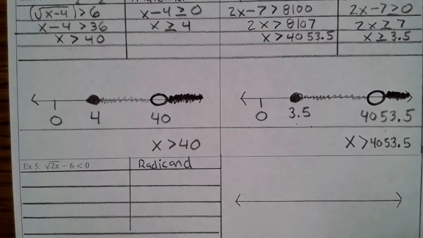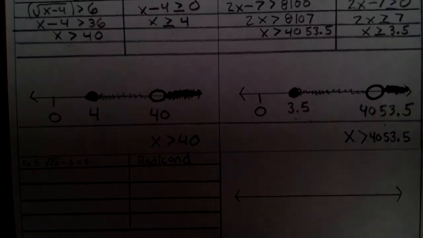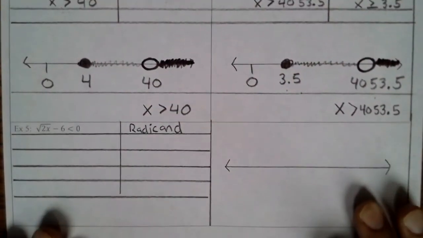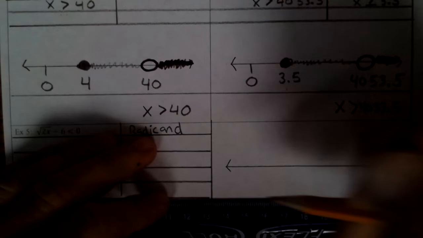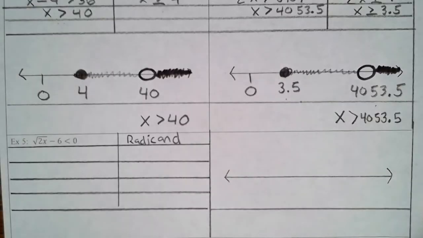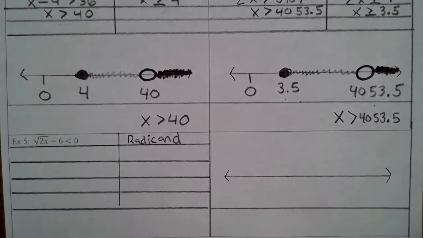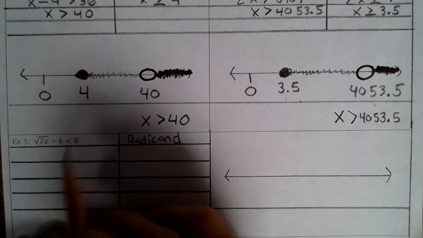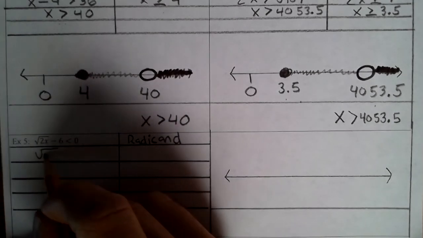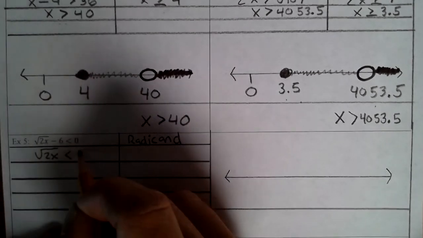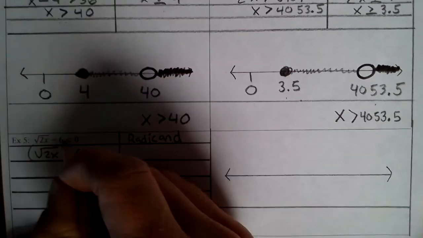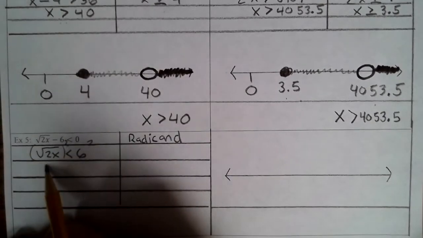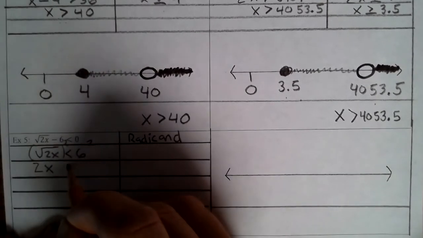Okay, and let me add this line before I forget to leave space for the inequality. All right, let's take a look at example 5. So we want to isolate the square root, so we're going to add 6 to both sides. So that's the square root of 2x less than 6. We're going to square both sides. The square unsquares the square root, so you're left with 2x less than 6 squared, which is 36. Divide both sides by 2. X is less than 18.